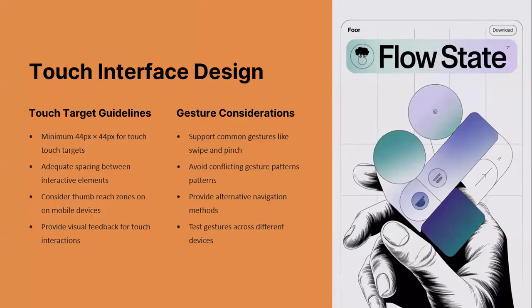Adequate spacing means you will not make a mistake and click A when you want to click B. Consider turn zones on the mobile device. Don't put anything very, very important in the top corner of the screen and make it so small that your hand cannot click on it. Provide visual feedback for touch interactions.